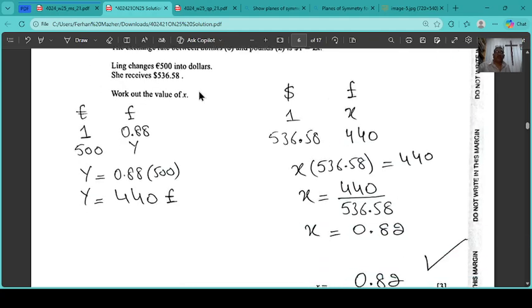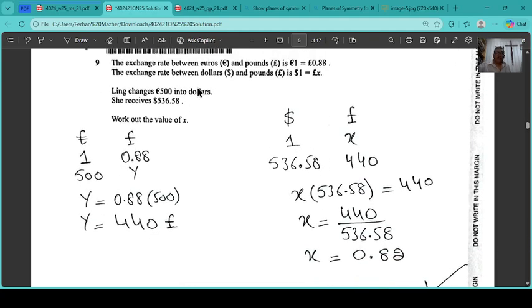We are working on question number 9, and here we go. First of all, I will use the money exchange between the euro and the pound. It is given that 1 euro is equal to 0.88 pounds. They converted 500 euros, so I want to know how many pounds they will get. I will cross multiply here. Let the pounds be y. So y will be equal to 0.88 multiplied by 500. When you convert 500 euros into pounds, you will get 440 pounds.